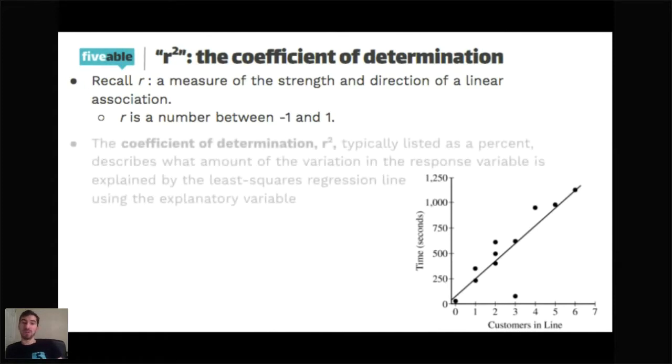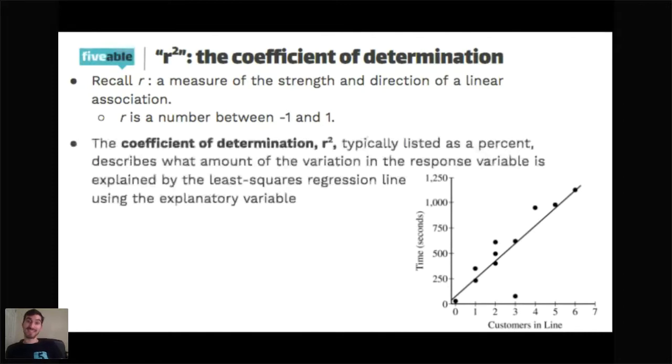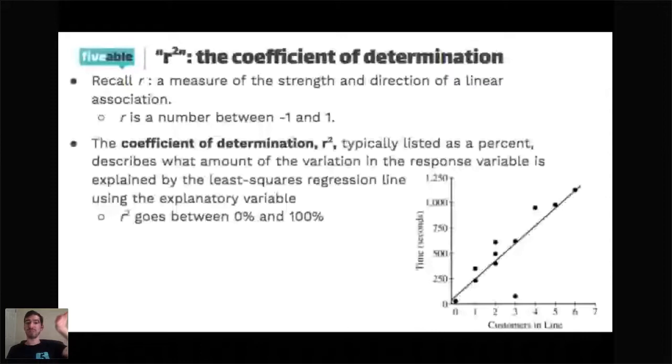This is called the coefficient of determination, but they usually just say R squared. It's going to be listed as a percent, and here's where it gets tricky. It is the amount of variation in the response variable that is explained by the regression line and the explanatory variable. So if you were to say that R squared was 100%, that would mean whatever direction your line is going in, the dots are perfectly on it, and every little bit of change in the y variable can be perfectly explained by that linear equation. So every dot would be perfectly on the line.